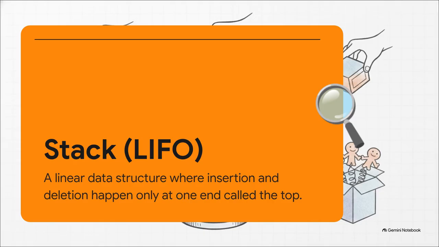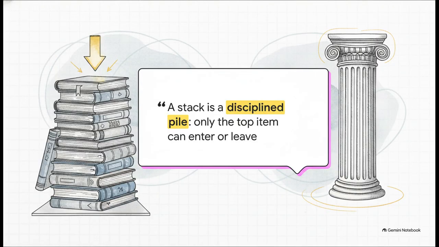It's a linear data structure that operates on a super strict rule called LIFO. That stands for last in, first out. Now, this is different from a normal list or an array. With those, you can just jump in and grab data from anywhere, the middle, the beginning, wherever. But a stack forces you to follow one rule. You can only insert or delete items at one single end, which we call the top. So the very last thing you put in is always the first thing you take out. I like to think of a stack as a highly disciplined pile.